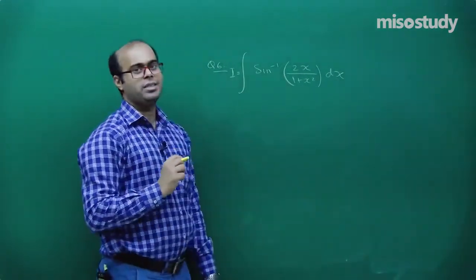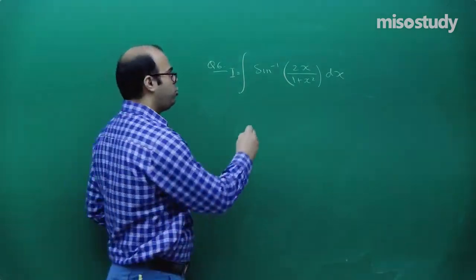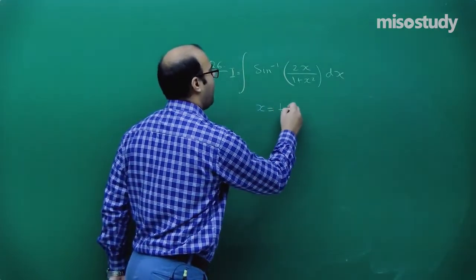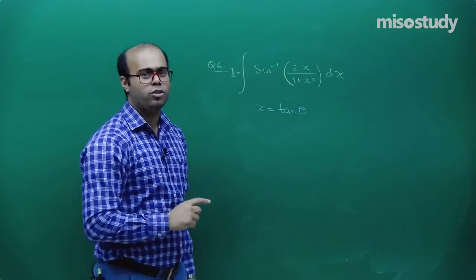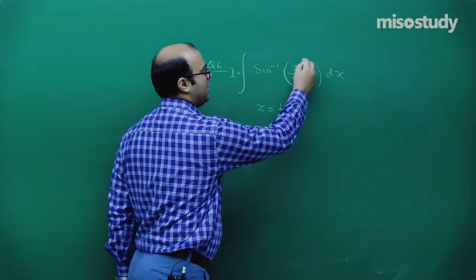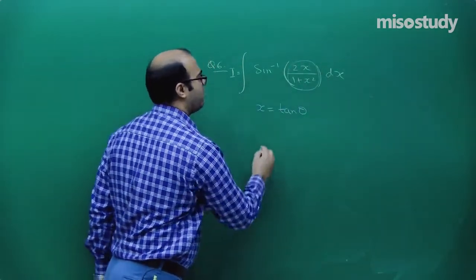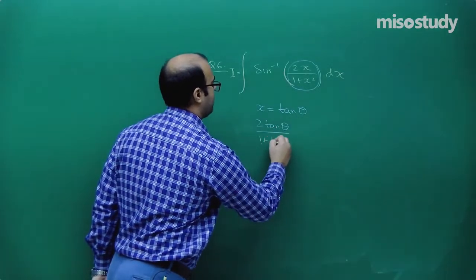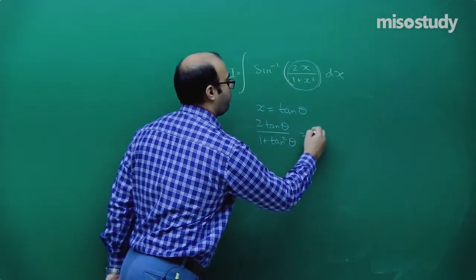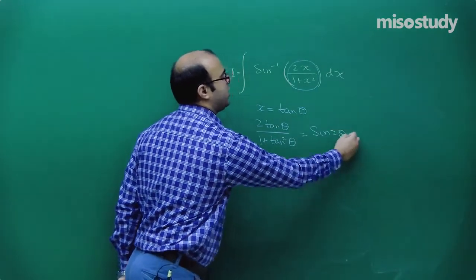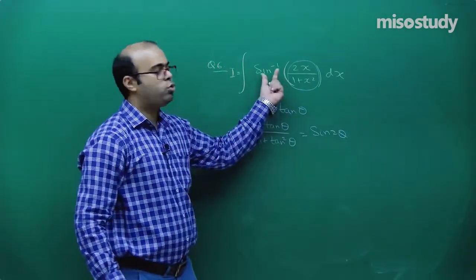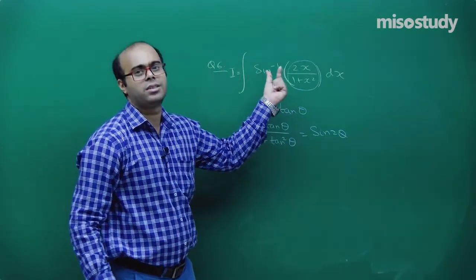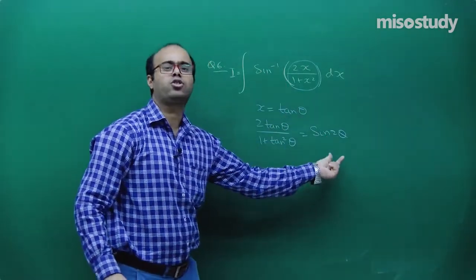Here you have to understand that x has to be substituted as tan theta. Why are we putting it as tan theta? Because if we put x as tan theta, the term inside the sine inverse will become 2 tan theta by (1 plus tan square theta), which by the trigonometric formula is nothing but sine 2 theta. So that helps us to get rid of this sine inverse, and we get a simple term as 2 theta.